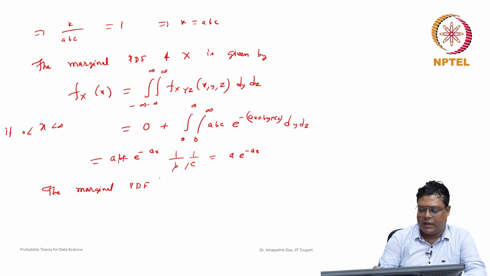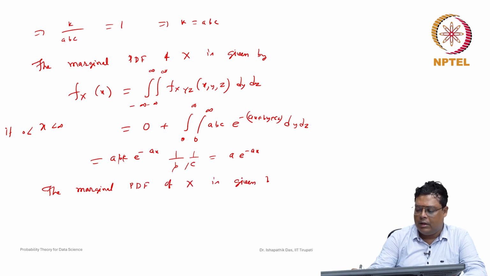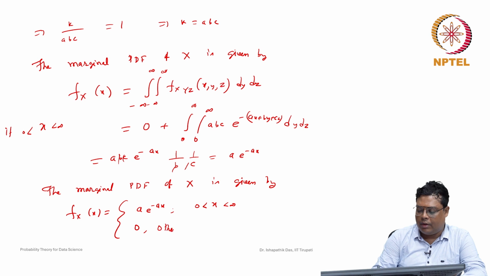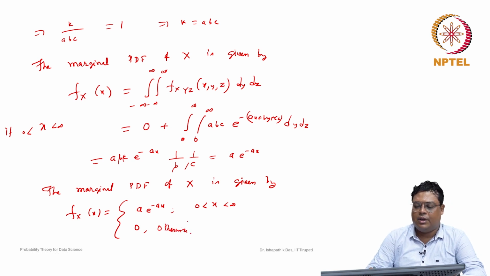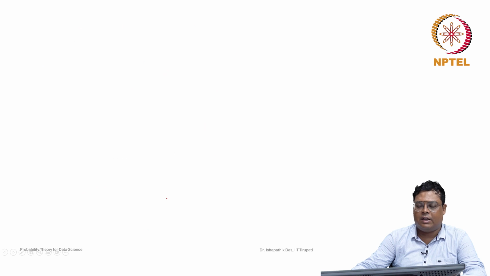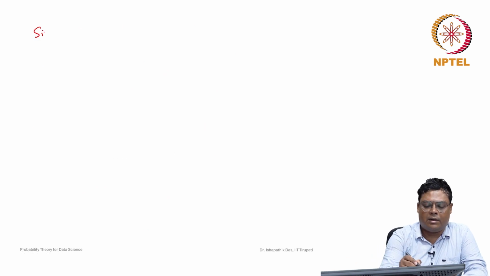probability density function of x, given by f of x is equal to a e to the power of minus ax whenever x is greater than 0 and less than infinity, 0 otherwise. So this is the marginal probability density function of x. Similarly you can find the marginal probability density functions of y and z, by symmetry we can say that.